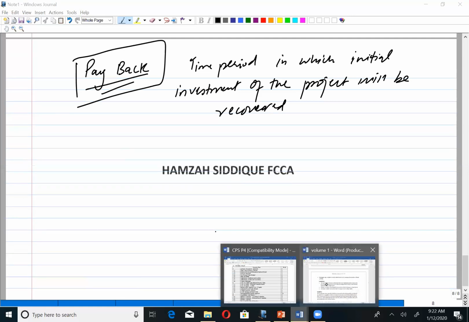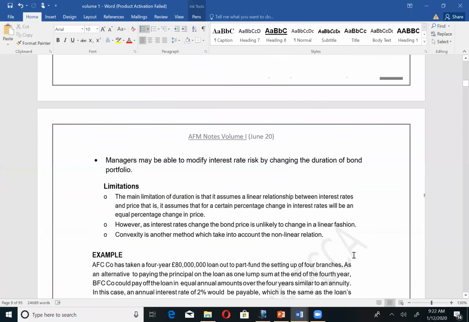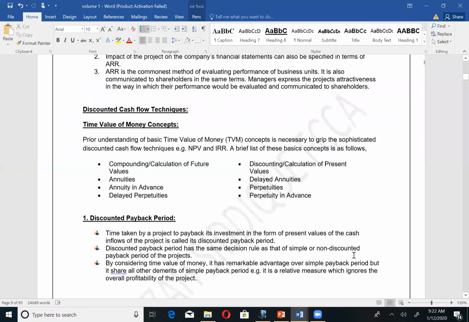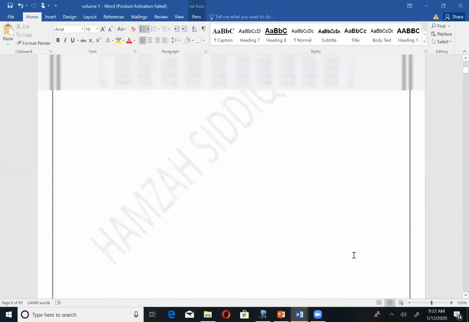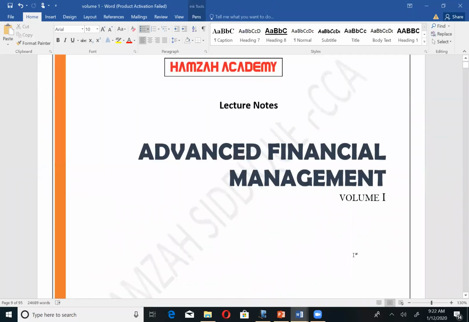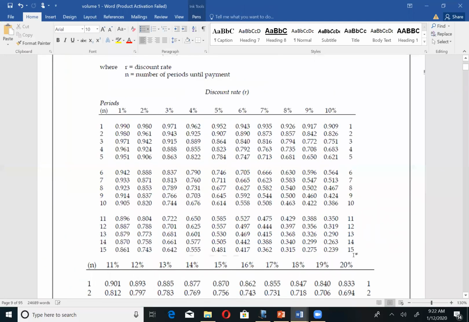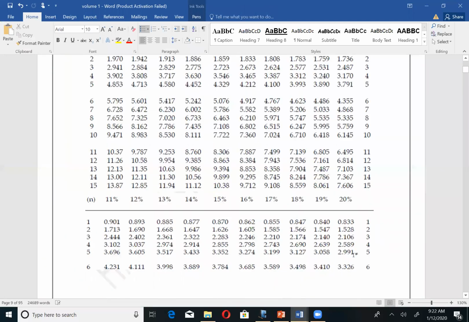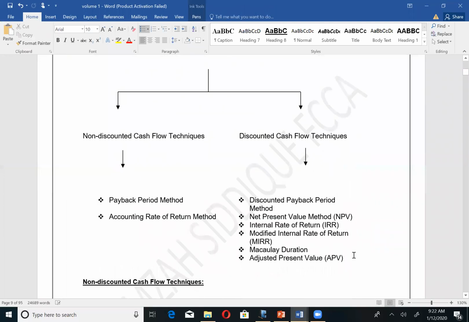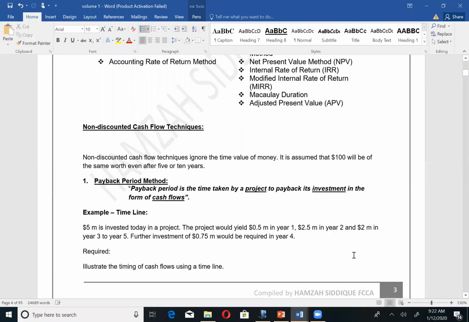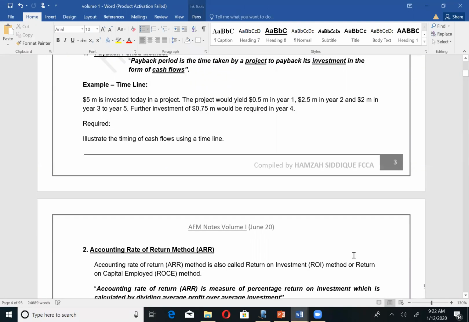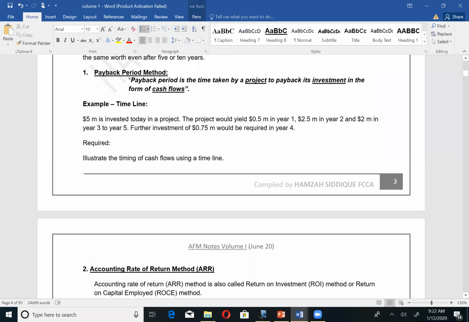Let me just show you the notes as well. These are the tables which will be provided to you in the exams. Yes, here they are. So, payback period method. An example is given over here. You see here.